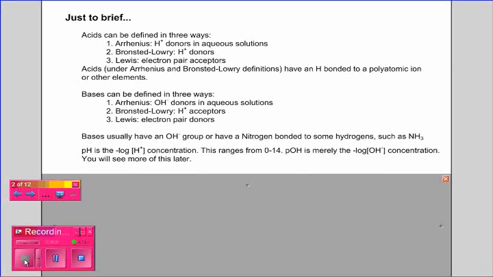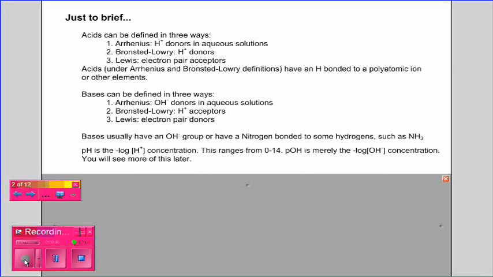Bases can be defined in three ways as well. Arrhenius bases are OH- donors in aqueous solutions. Bronsted-Lowry bases are H+ acceptors, and Lewis bases are electron pair donors. Bases usually have an OH- group or have a nitrogen bonded to some hydrogens, such as NH3.